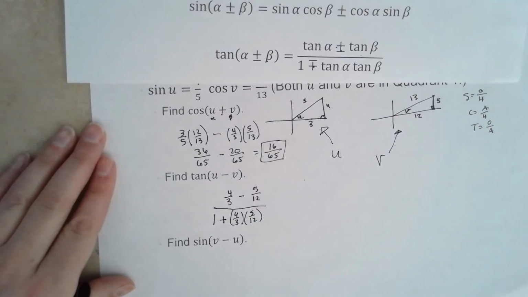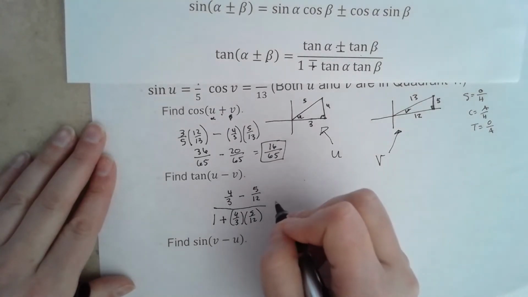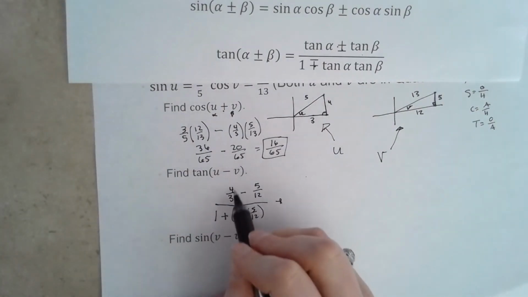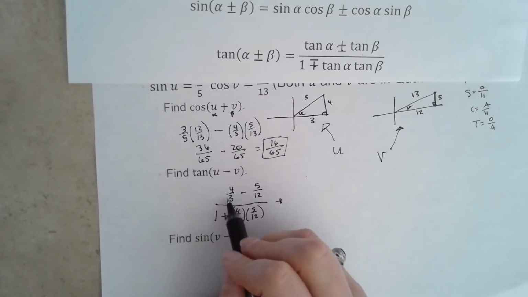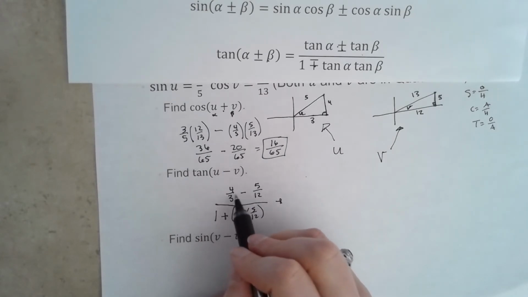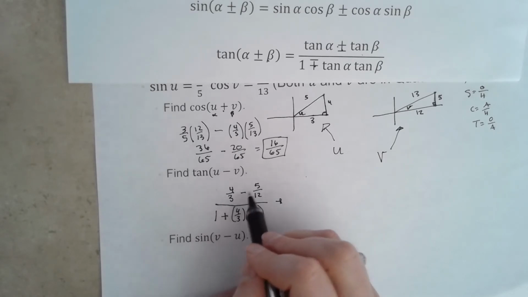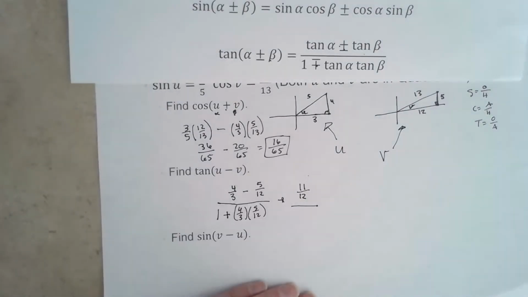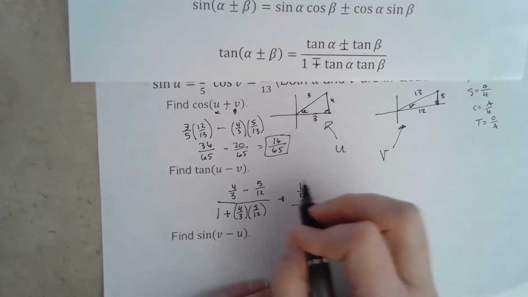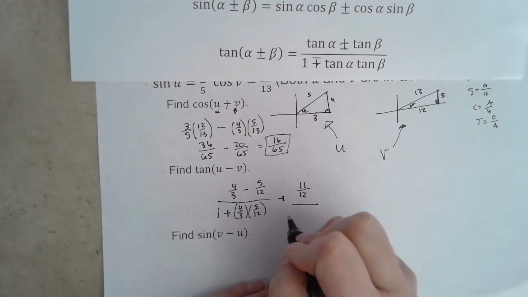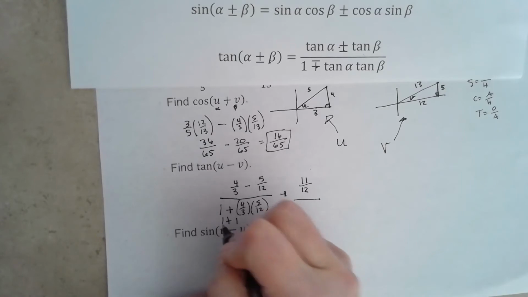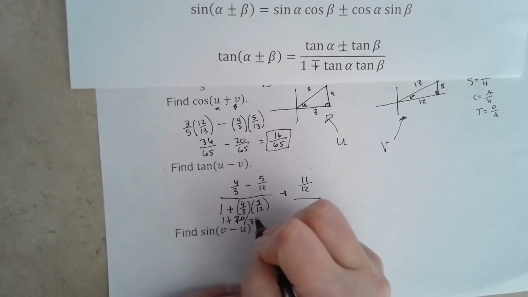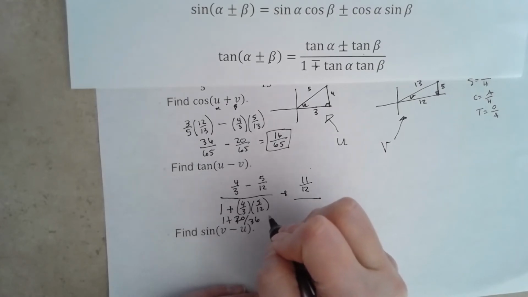Okay, let's simplify this a little bit. We could do a few different things. I'm actually just going to put these together because that's fairly easy. That's 3 times, just times it by 4/4. So that would be 16/12 minus 5/12. So I'd get 11/12 over 1 plus, let's see, that's 1 plus 20 over 36. So that's 36 over 36.